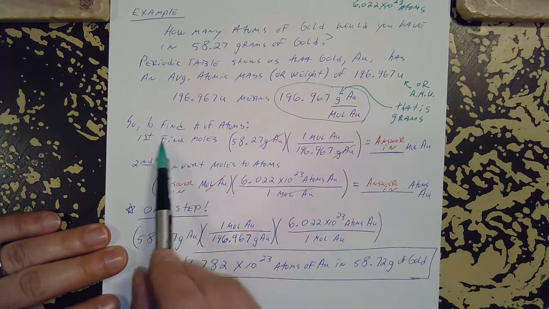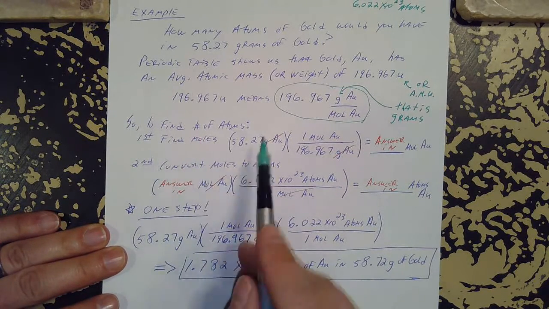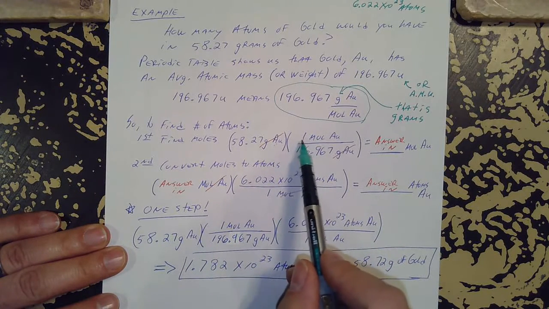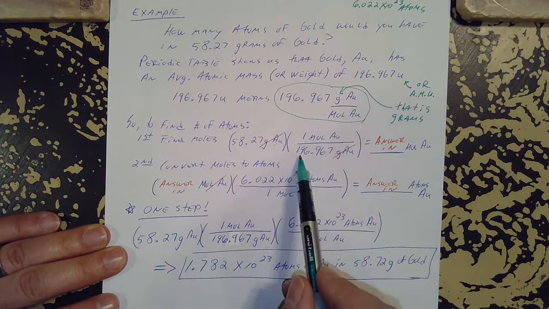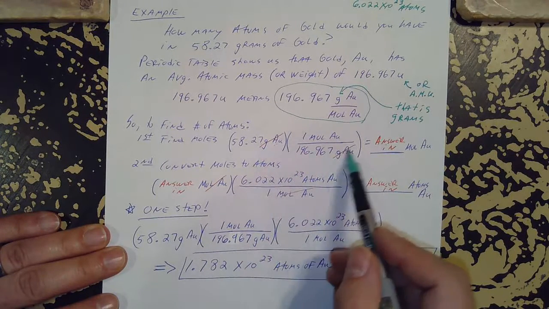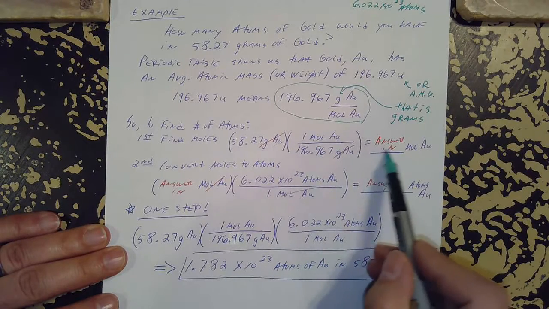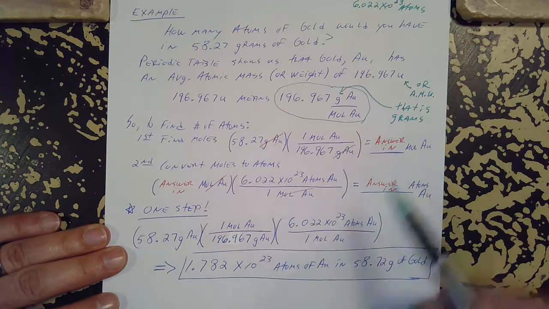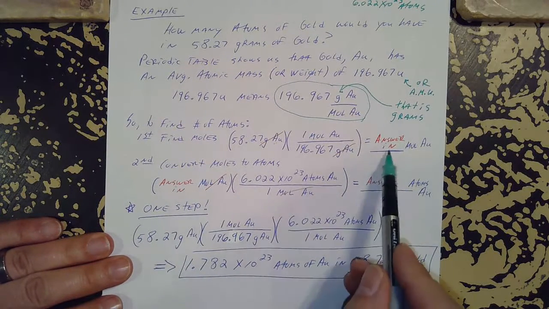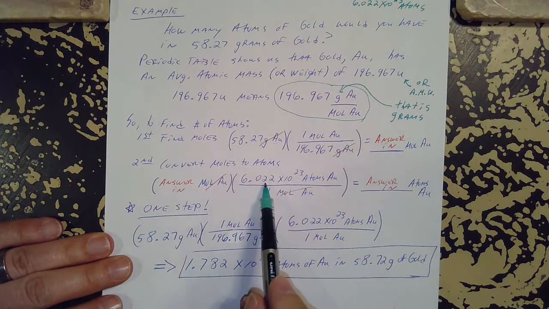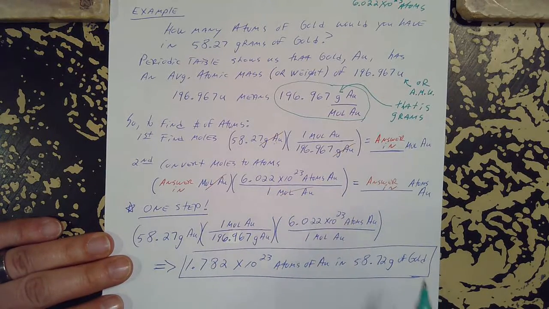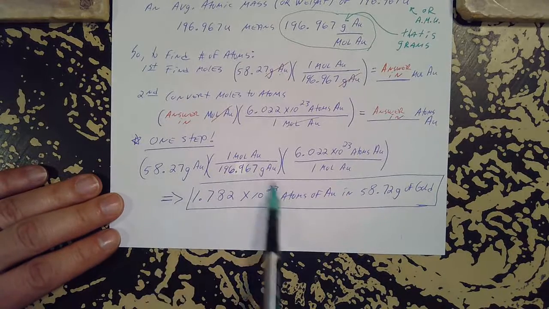So, 2 steps. First, you want to change the grams to moles. So 58.27 grams of gold times the conversion factor of 1 mole of gold over 196.967 grams of gold. The grams of gold cancel. You end up with moles of gold. You're going to have some answer over here. I didn't put it in. You'll see why in a minute. The next step would be to convert moles to atoms. So you take this answer and multiply it by 6.022 times 10 to the 23rd atoms of gold per mole. You get an answer.